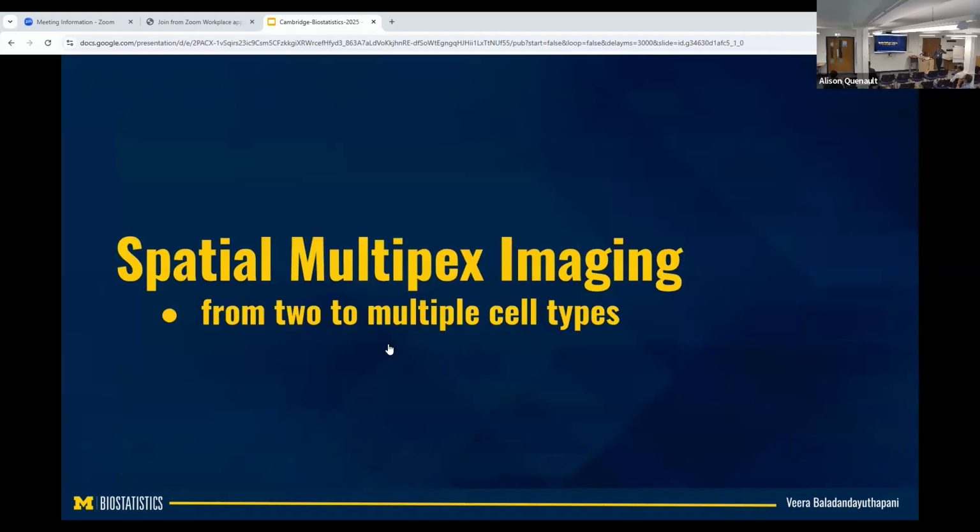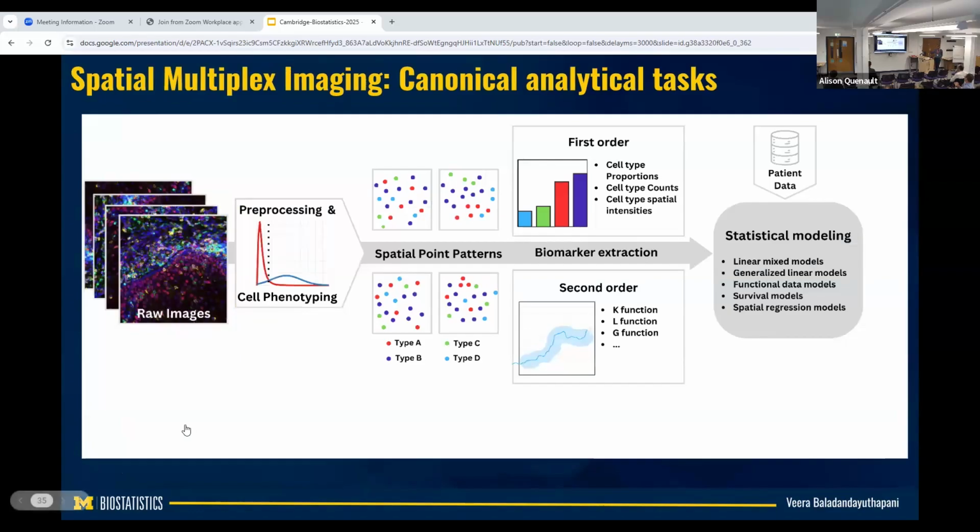Right. So I have a few minutes. I'll just tell you briefly about spatial multiplex imaging, because this is something that caught my fancy, and there's a lot of work going around this, a lot of data sets being generated, both internally and externally. As I said, it's the same flavor of data, but instead of H&E images, these are now spatial proteins. You still get raw images, but it goes through what is called cell phenotyping.